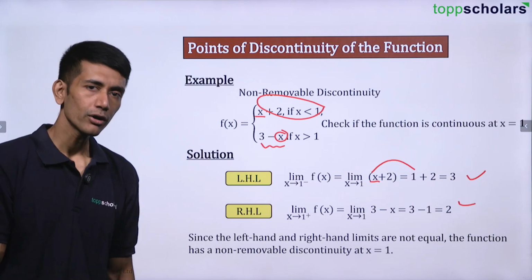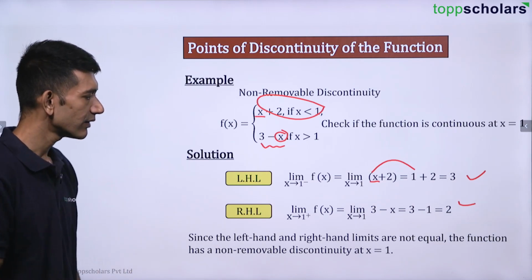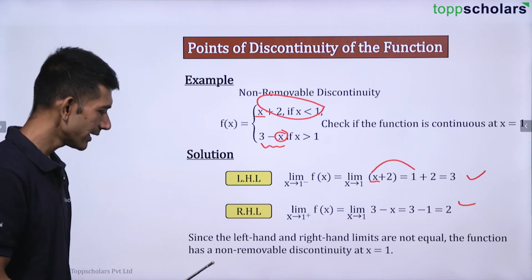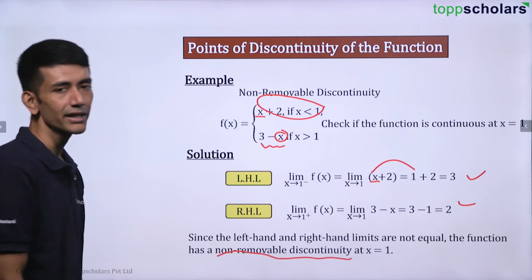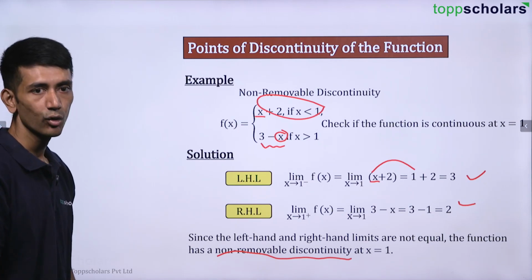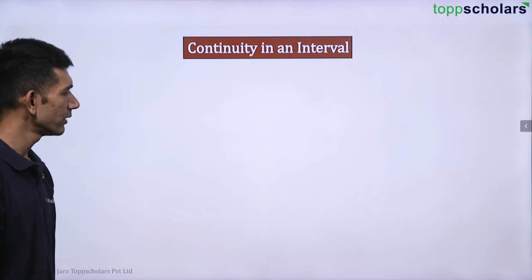Since both of them are not equal, we can clearly say that the function is discontinuous, obviously, and it has a non-removable discontinuity. It has a non-removable discontinuity. I hope this part is clear to all of you.